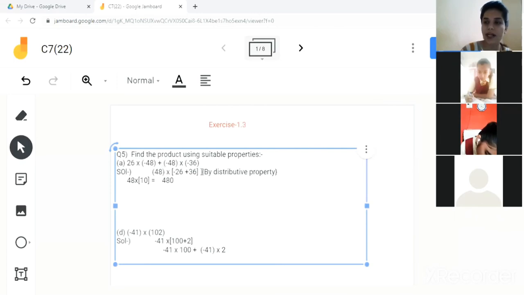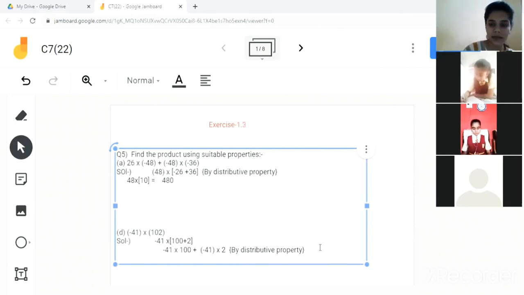Here in the first part of this question, we have taken the common, then we have done the calculation. But here we have first written in the form of a multiplied by (b plus c). So here we apply a multiplied by b plus a multiplied by c in this way. So this is what distributive property. By distributive property.